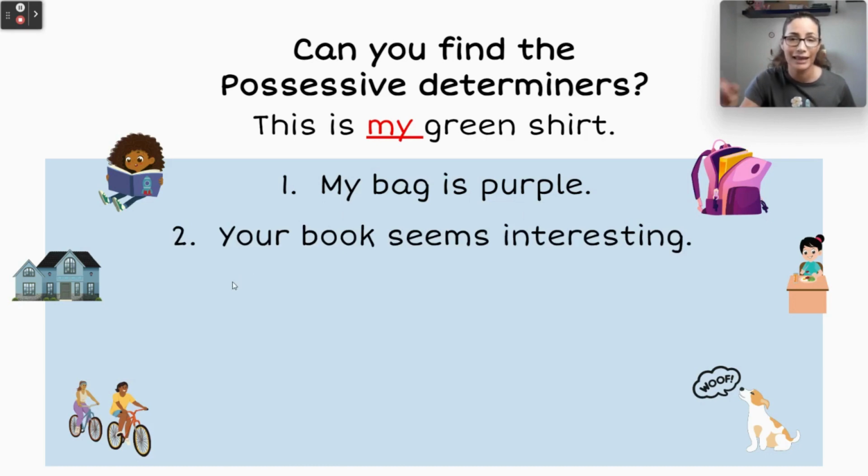Number two, again, listen first, okay, and then I will repeat it slowly. Number two, your book seems interesting. Your book seems interesting. Now you can repeat it with me. Your book seems interesting. Your book seems interesting. Again, same thing, okay? Just check and see and circle, highlight, underline the possessive determiner.